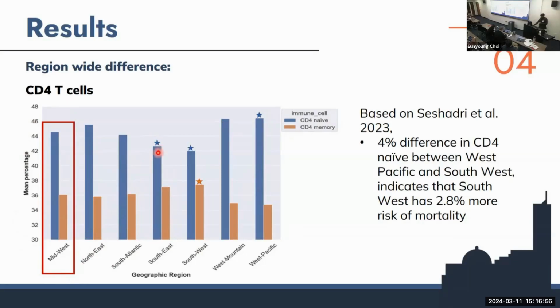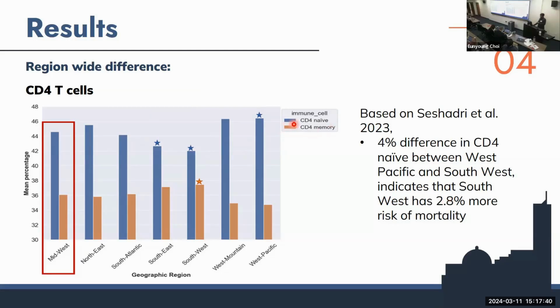As we can see, southeast and southwest regions have reduced mean percentage of CD4 naive T cells when compared to Midwest. And the West Pacific region has more CD4 naive T cells compared to Midwest, and this difference is shown to be statistically significant, indicated by the star. Here the region with the most percentage and the region with the least percentage have a difference of 4%. This 4% difference in turn corresponds to 2.8% increased odds of mortality. That is a notable number.